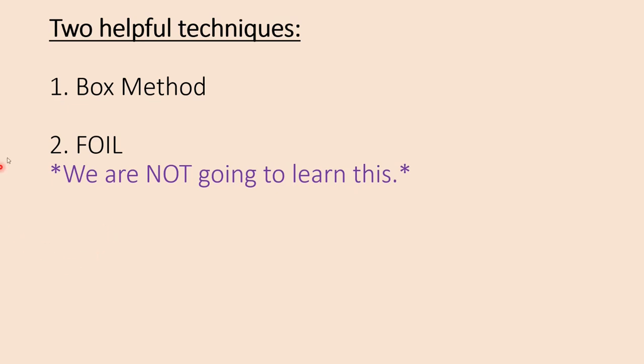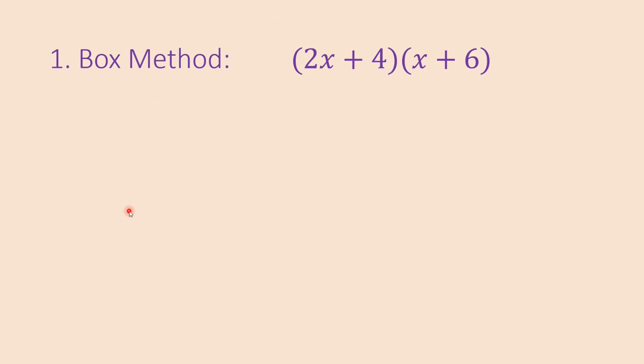Okay, so write down these 2 techniques. These are going to make our life easier for actually multiplying our polynomials together. We are only going to learn method number 1, but you need to write down method number 2 as well because you need to know that it exists. Okay, so here's how the box method works.